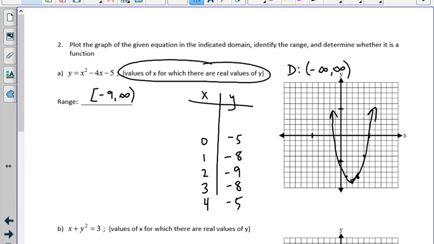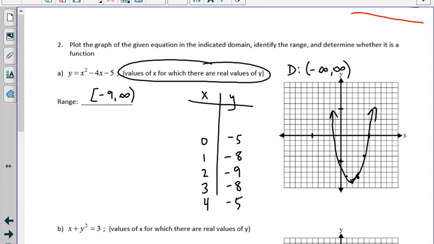We can tell because if I start drawing horizontal lines, I end up getting a bunch of values there. But it starts at -9, and then it goes off to infinity. This may look like the domain stops, but it does keep going forever and ever. It just slowly moves left and right forever and ever, but it does keep going forever and ever in the x direction.